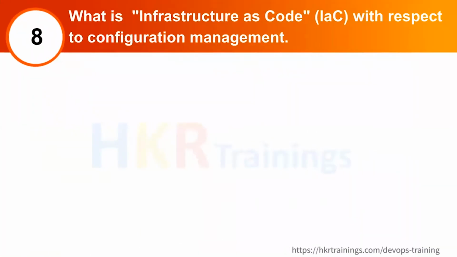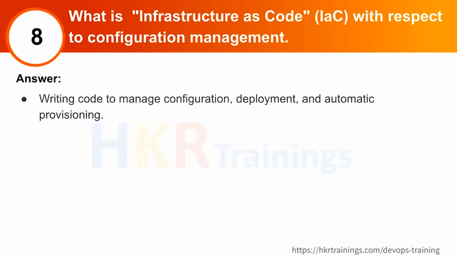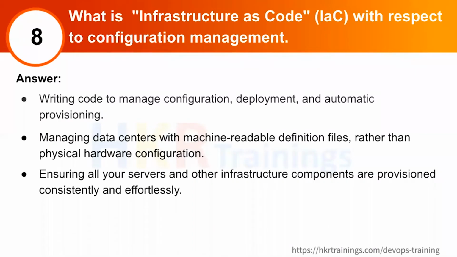Okay, what is infrastructure as code with respect to configuration management? Infrastructure as code itself tells us what it depicts. Whatever infrastructure we require, for example, EC2 instances, RDS instances, load balancers, target groups, all these infrastructure requirements can be handled by writing simple code. There are various tools to write such code.